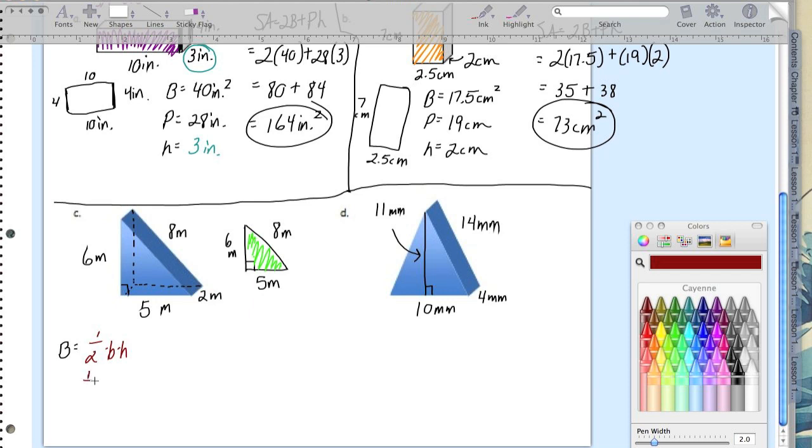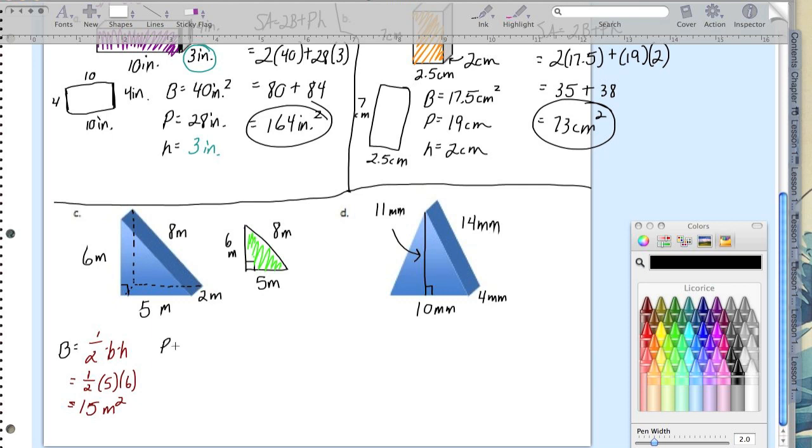So 1/2, the base here is 5, and my height is 6. So 1/2 the base times the height. You can multiply these in any order. The commutative property of multiplication says we can multiply 5 times 6, get 30, and take half of that, which is 15. I can take half of 5 and get 2.5 times 6, which is 15. Or I can do half of 6, which is 3, times 5 is 15. The point is, whether you follow that or not, you can multiply these in any order. Your answer is going to be 15. So I get 15 meters squared for the area of my base.